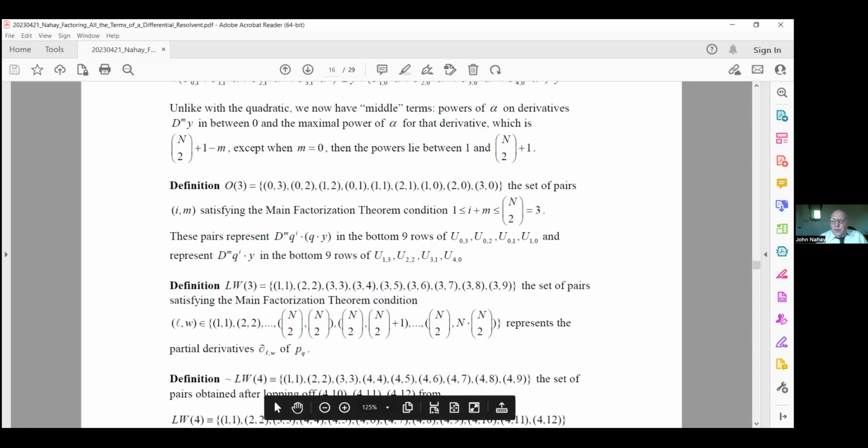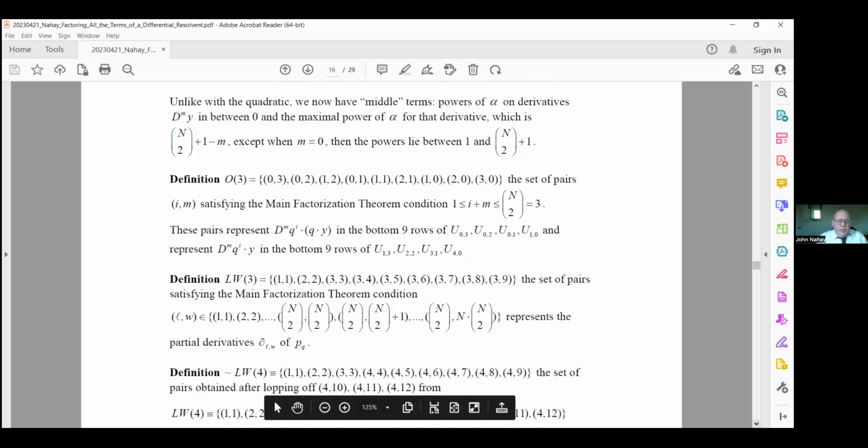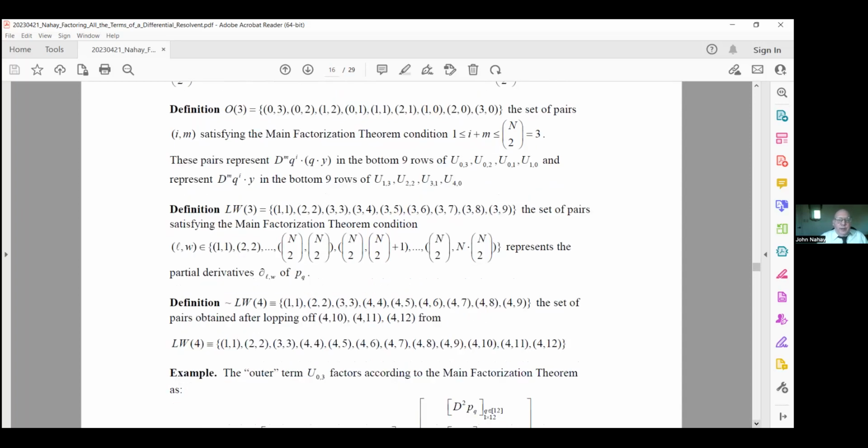So again, the power sum formula is going to lead to it. You're going to have the 12 by 12 matrix, and you have to break that matrix into parts, the top 3 rows and the bottom 9 rows.